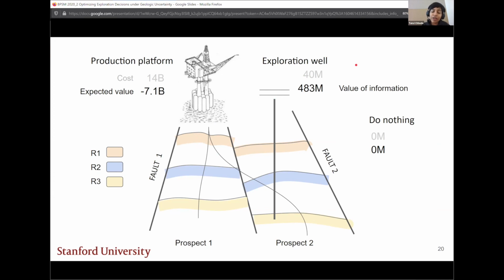While if we did not do any additional evaluations, we just had some sparse 2D seismic and we went ahead and built a production platform, the expected value for this field would be a negative $7.1 billion, which sort of makes sense. No one directly goes ahead and builds a production platform without doing exploration and appraisal.